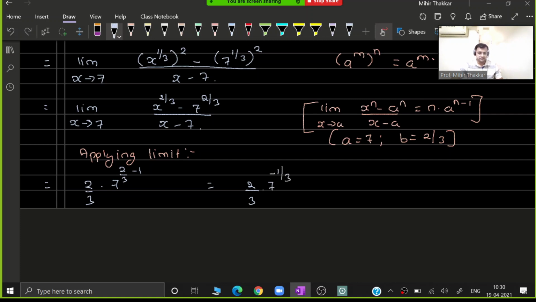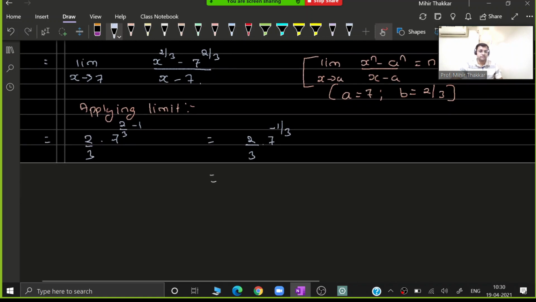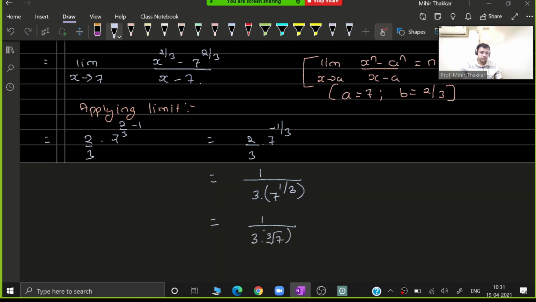So ultimately, our value should come out to be equal to 2 by 3, 7 to the power minus 1 by 3. Now guys, we know that if the power is negative, it's always advisable to take that in the denominator. So I will write 1 upon 7 whole to the power 1 upon 3. And guys, it's very easy to understand that power 1 upon 3 is nothing but cube root of 7. So your final answer is 1 upon 3. In fact, not 1, sorry, it is 2. So I will write over here 2 upon 3 into cube root of 7. So that's your required answer.